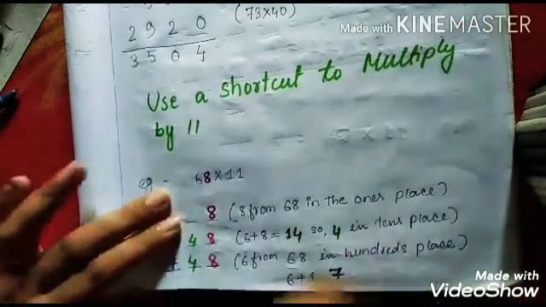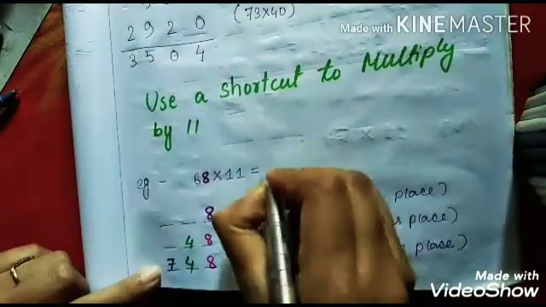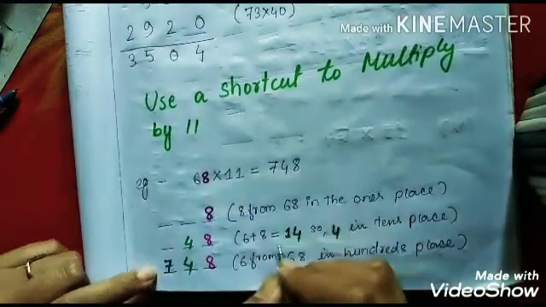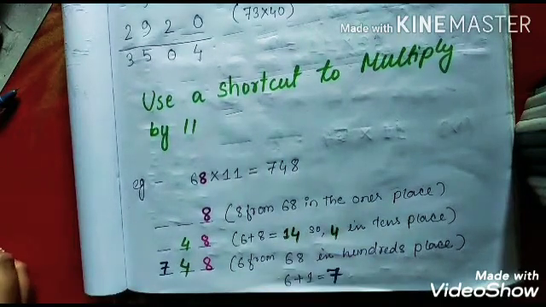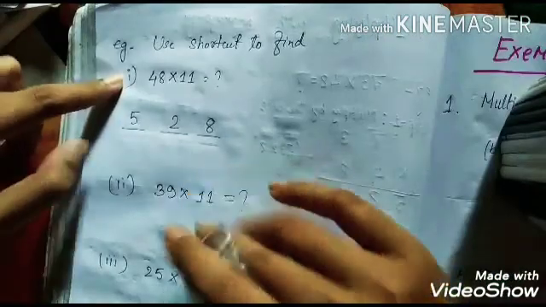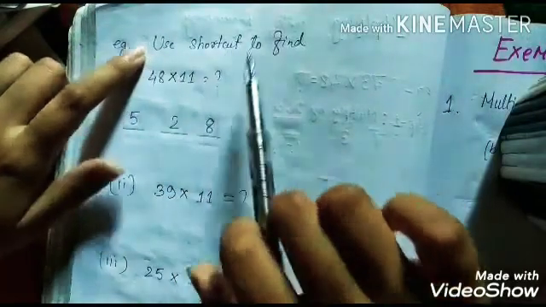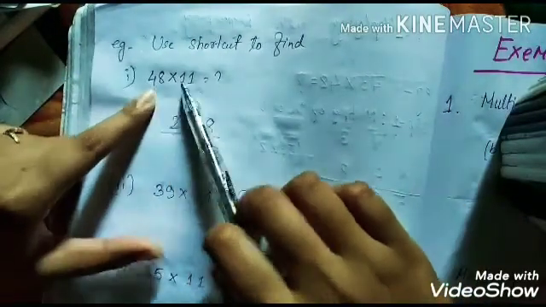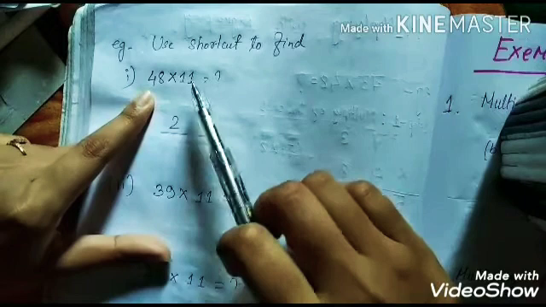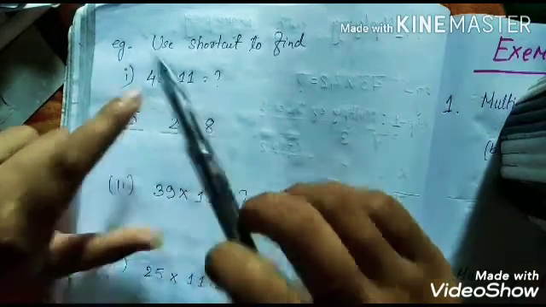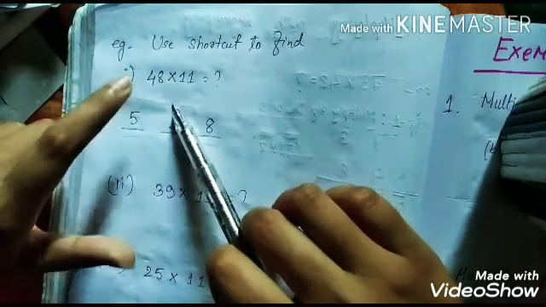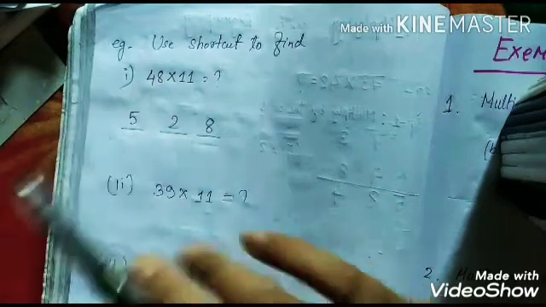So we can write the answer as 748. Okay, let's see some more examples. So here you can see the question will be like this: use shortcut to find this. Here we have to find the product of 48 into 11. Okay, so here also the same process we have to write. I'm not writing the steps here, so let's see how we can do it.